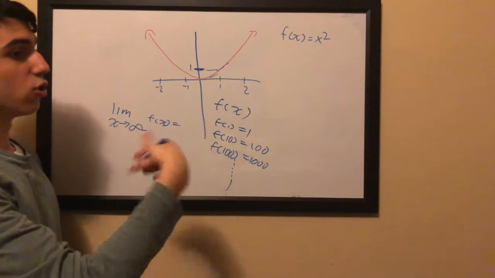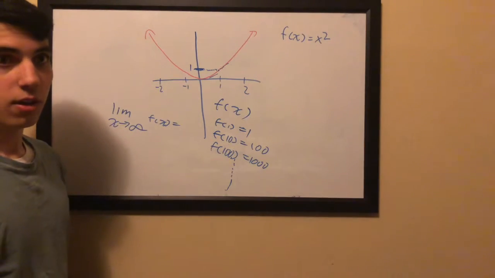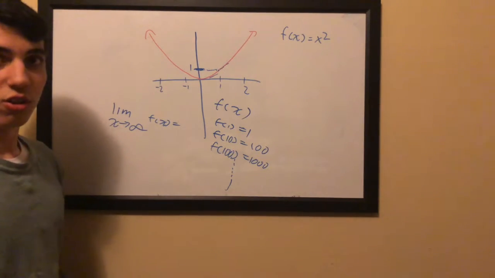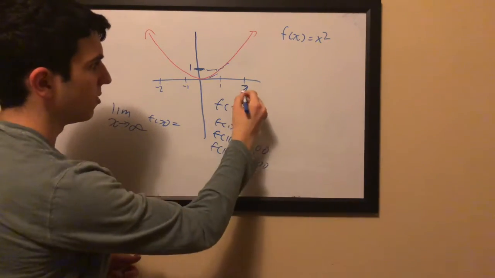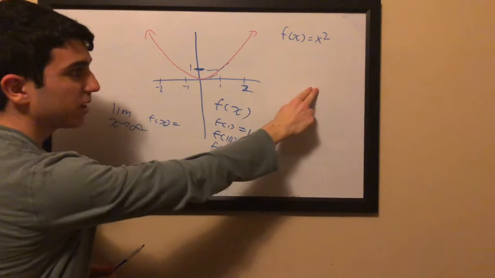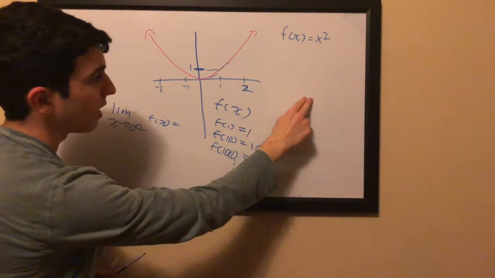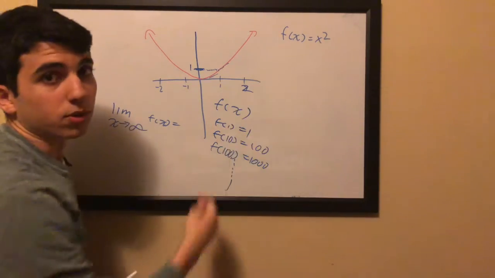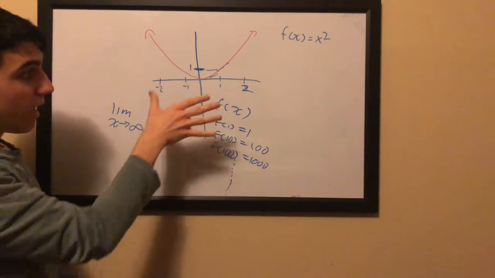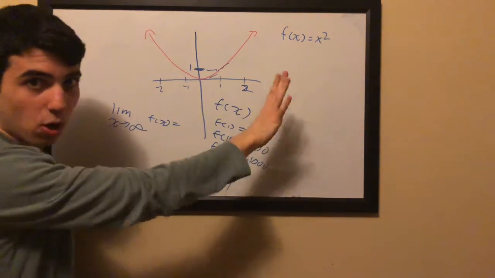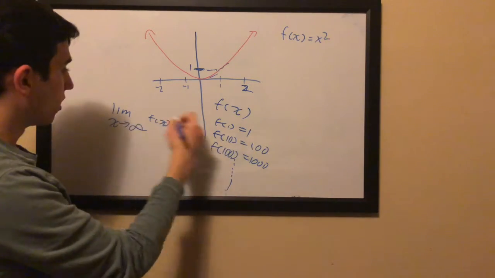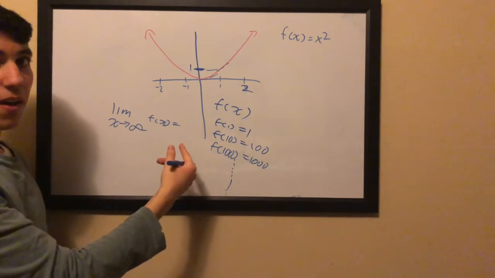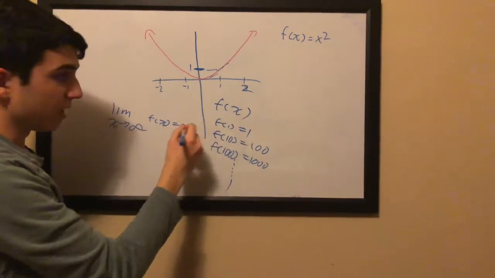So as x takes on larger and larger values, it's just going to output larger and larger values. As the inputs get greater and greater, so are the outputs. So as we take the limit of the x values and make them go to infinity, the y values will follow suit. They'll go to infinity too. So the limit as x approaches infinity of f of x, in this case, is infinity.